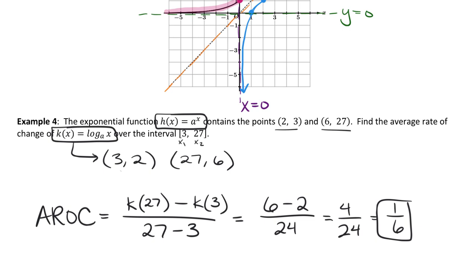Topic 2.1 is just identifying for you that the logarithmic function and the exponential function are inverses of each other.